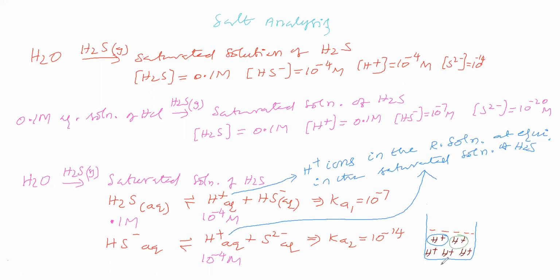Now this solution is this one. This is the saturated solution of H2S, that means it is the resultant solution. This solution is at equilibrium, and it is called a saturated solution of H2S. Now, in this solution H plus ions are there. What is the concentration of H plus ions is the question. Will you give two answers, or one answer?